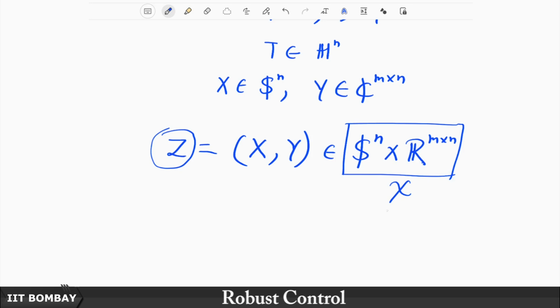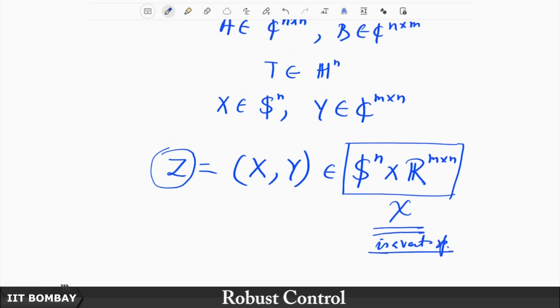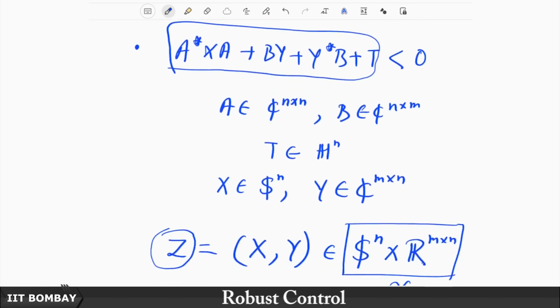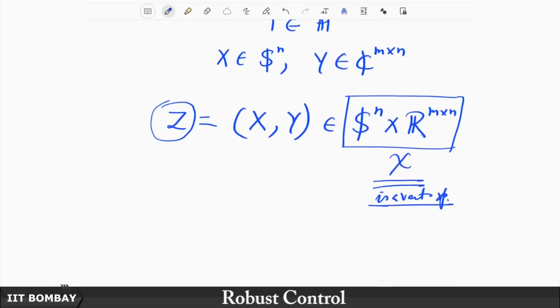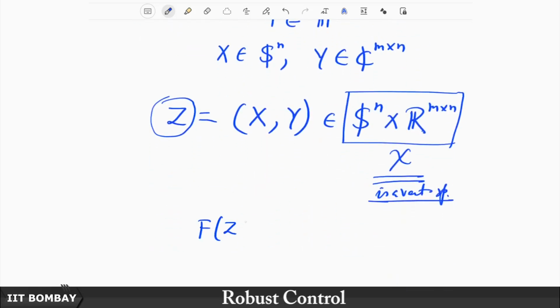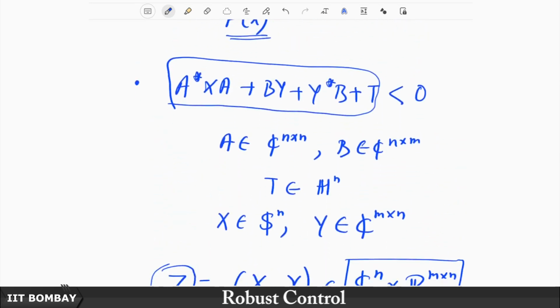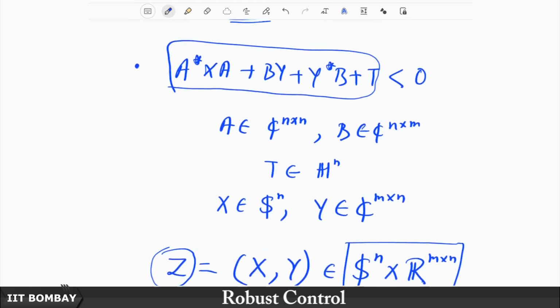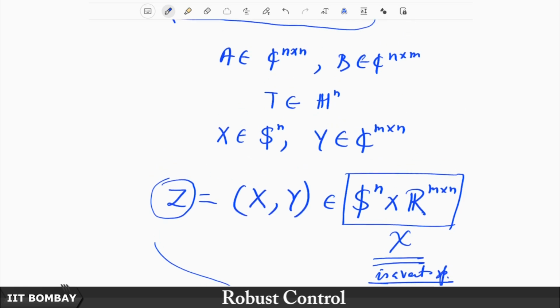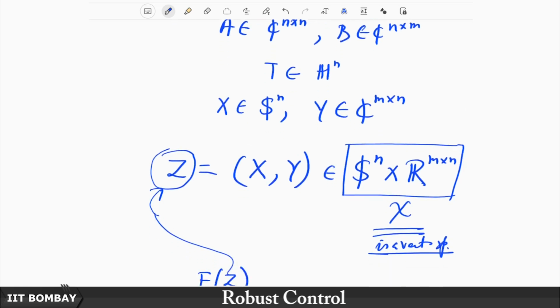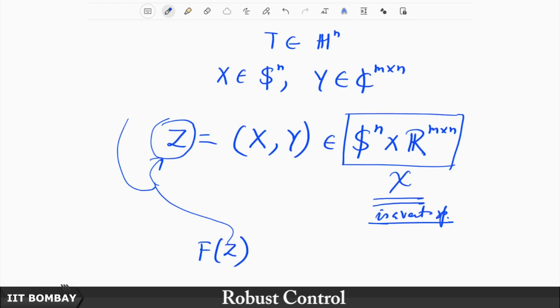I urge you to check as an exercise that this is a vector space. Once you've satisfied yourself that this is indeed a vector space, there's really nothing much to do, because now you can just define the f of Z in this fashion, where this f picks out any Z like this and passes it through a map.